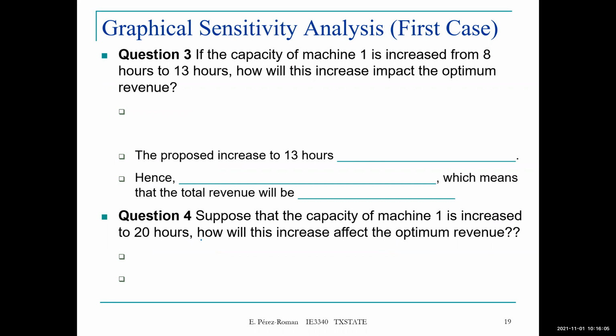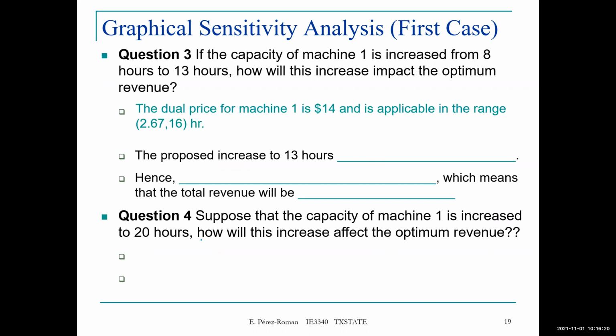Question 3, if the capacity of machine 1 is increased from 8 hours to 13 hours, how will this increase impact the optimal revenue? So now we are adding 5 hours to our machine capacity. The dual price for machine 1 is $14 and is applicable to the range 2.67 to 16 hours. First of all, we need to make sure that the recommended increase is within the bounds that we define, right? And the answer is yes. 13 is within these bounds. So that's something that we can do.